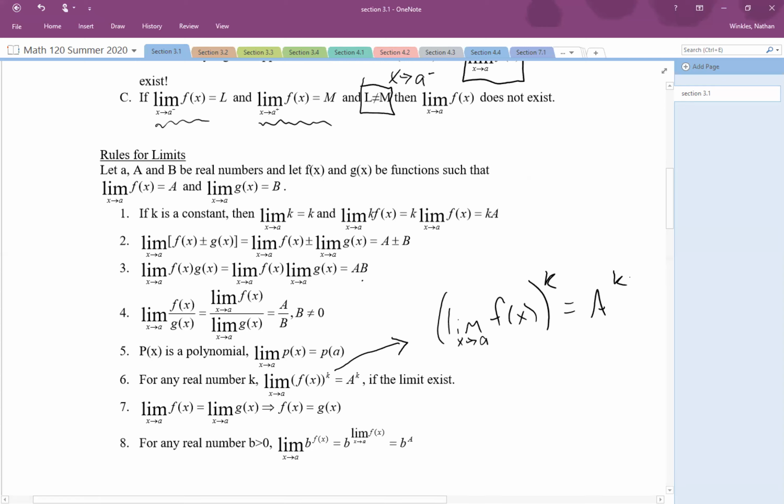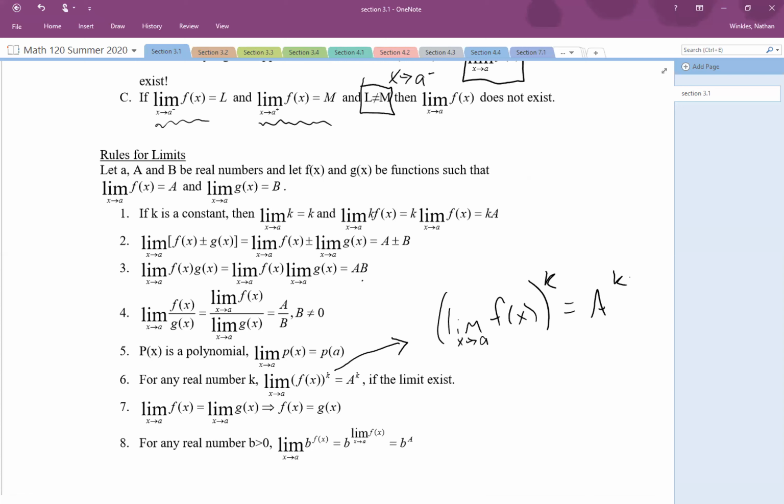If we can conclude that the limit as x approaches a of f of x is equal to the limit as x approaches a of g of x, therefore we can drop our limits and we could say that f of x is equal to g of x at that point x equals a. We can't say this about everything else, but we can say that at x equals a, they are equal.